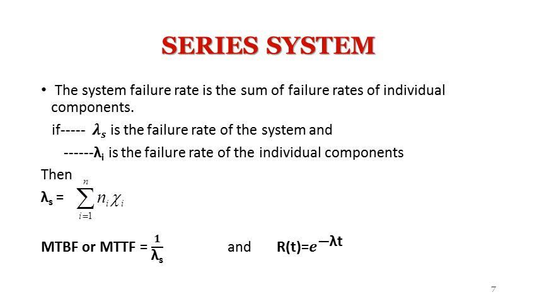We also need to consider the failure rate, mean time to failure, and the reliability factor. If lambda I is the failure rate of an individual component, lambda s, the failure rate of the system, is the sum of lambda I. MTTF equals 1 by lambda, as we already discussed in the last section. Reliability will be e raised to minus lambda t, and F(t) will be 1 minus e raised to minus lambda t. We already discussed this in the last video lecture.